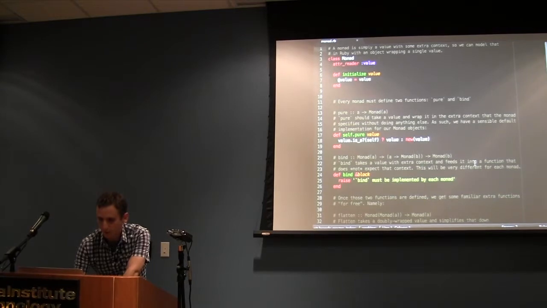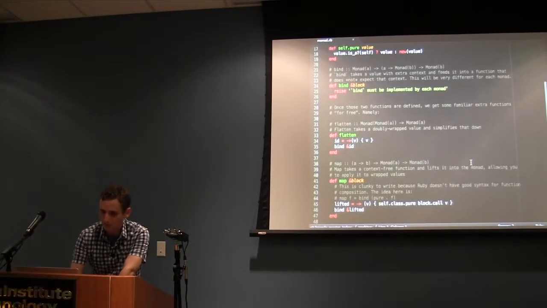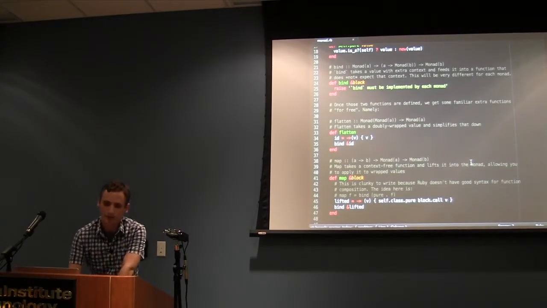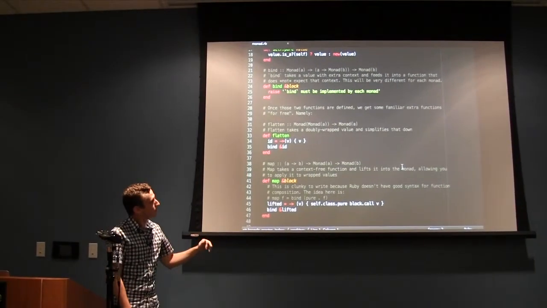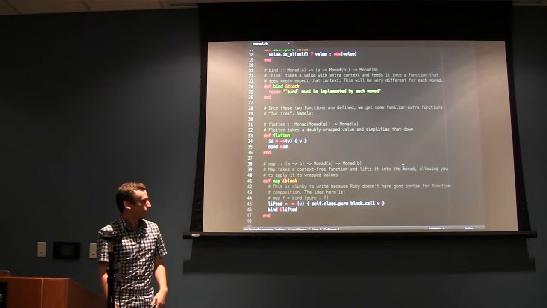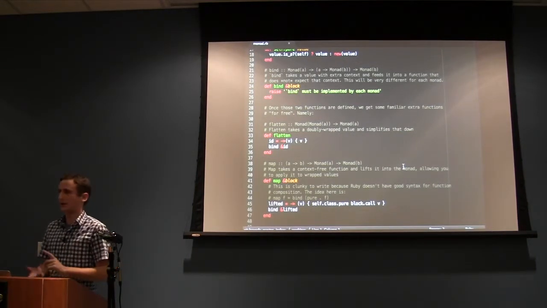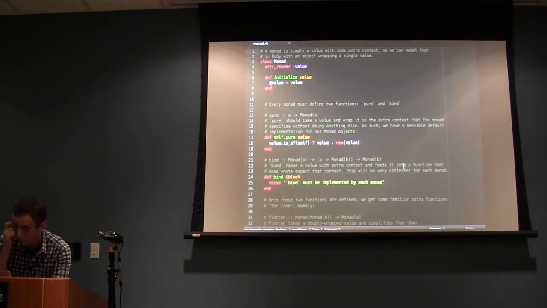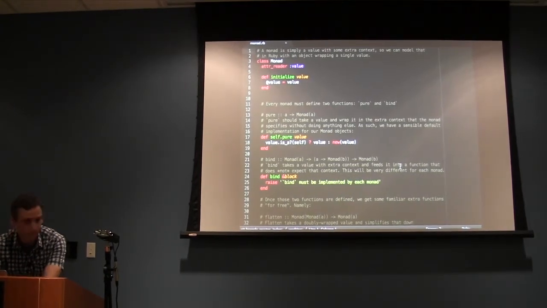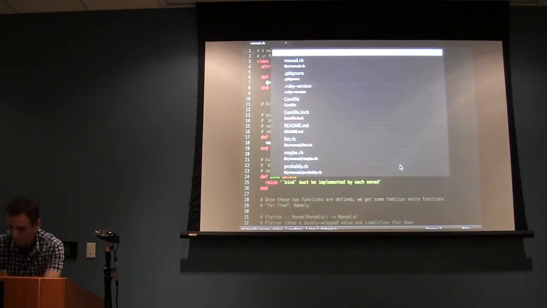I won't get into this too much, but there are some nice things to know about monads in that once you have a monad, you get some stuff for free. You get a thing that looks sort of like flatten for lists, and a thing that looks sort of like map for lists, entirely in terms of bind and pure. But that's probably out of scope at this point. So this is my base monad. I'm going to define a couple here.